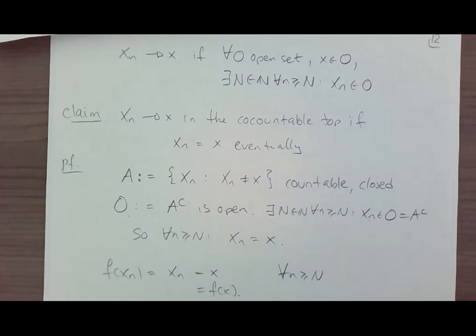There might be leeway in choosing the topology that you're working with. Here, the difference between the standard topology and the co-countable topology is huge. It's like night and day. You can find other topologies that are different, but not that different. Here, it's a huge difference. I mean, being close, this is something that is countable. This is pretty extreme.